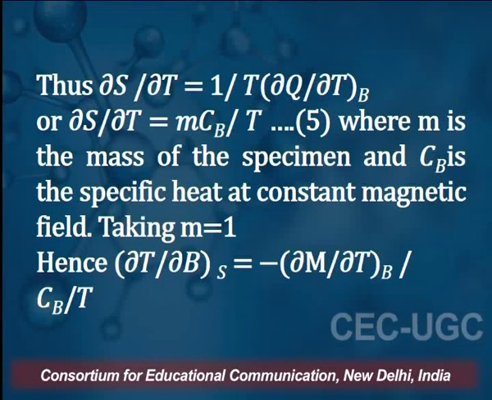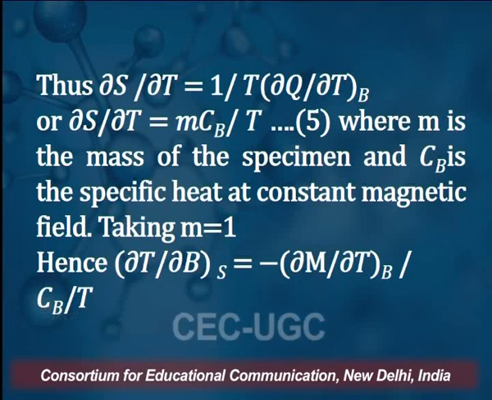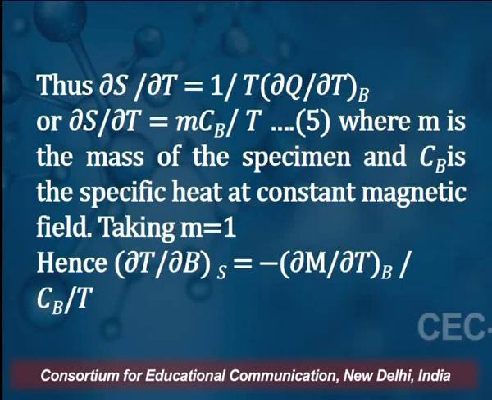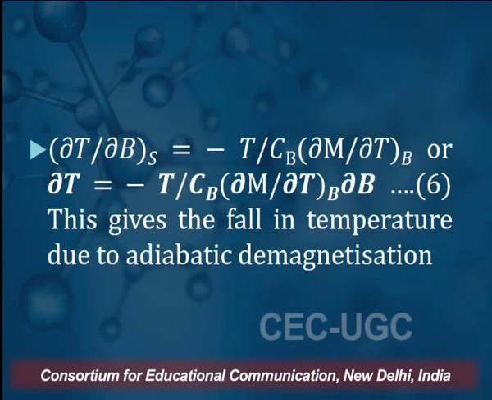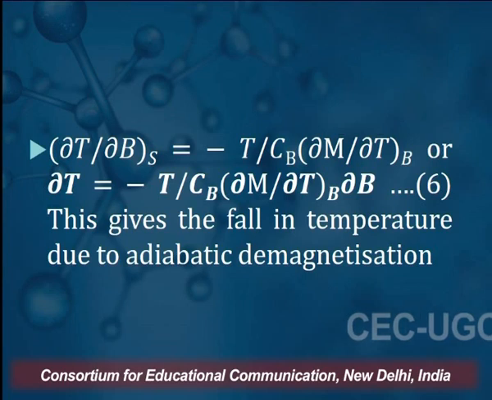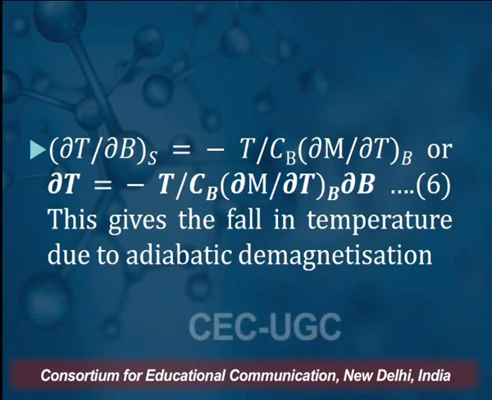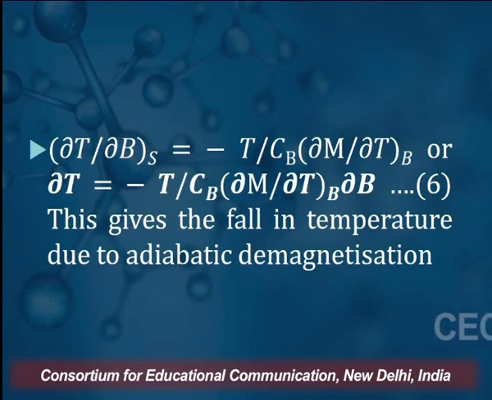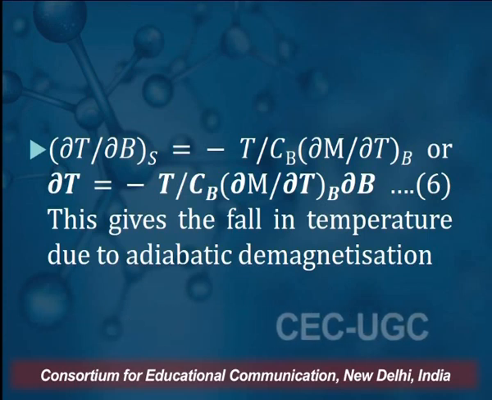Taking M equal to 1, we get delta T by delta B at constant S is equal to minus of delta M by delta T at constant B by Cb by T. So we get finally delta T by delta B at constant S is equal to minus T by Cb delta M by delta T at B, or delta T is equal to minus T by Cb delta M by delta T at constant B dB. This gives the fall in temperature due to adiabatic demagnetization.